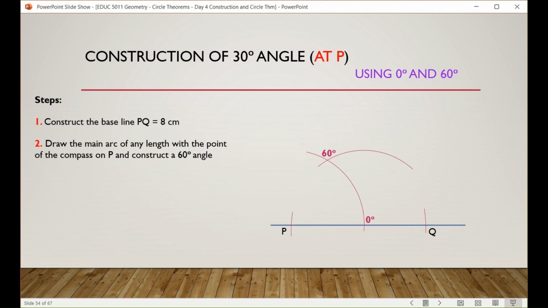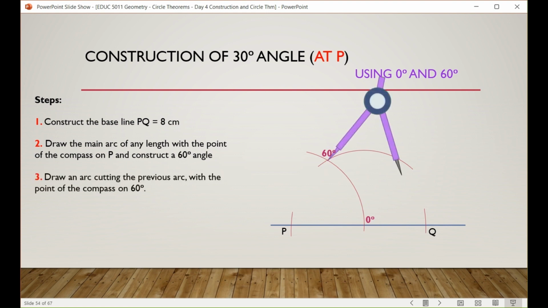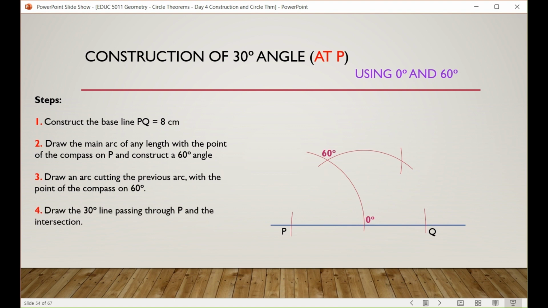So we're following the steps using 0. We just use 0. And now we're going to use 60. So we're going to rest our point at 60 on that main arc and scribe an arc. So we use it as 0, got the arc going, the horizontal arc going to the right. And then we rest it at 60 and we cut another arc. And we can now draw the line passing through 30 degrees. And that is our construction of the 30-degree angle.